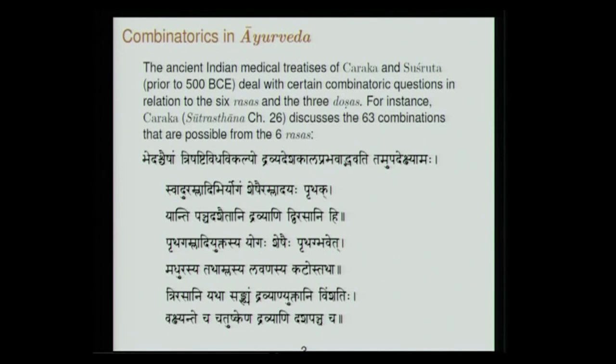So, the ancient treatises of Charaka and Sushruta deal with combinatoric questions in relation to various doshas and rasas. One of the most well-known quotations from Charaka is the following, which discusses the 63 possible combinations that can be made from the 6 rasas. So, what are the 6 rasas? The madhura, lavana, amla, kashaya, katu, tikta.